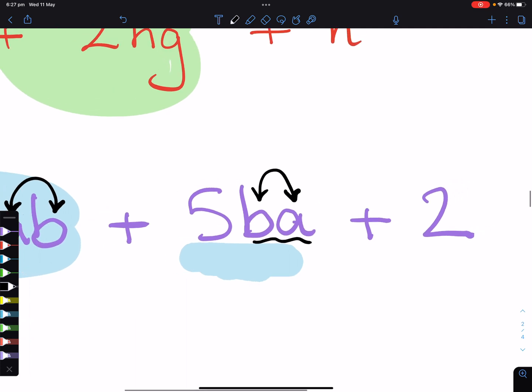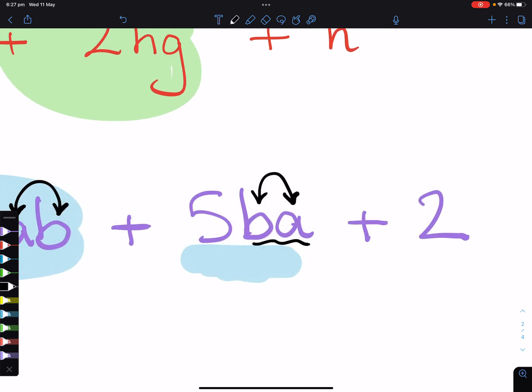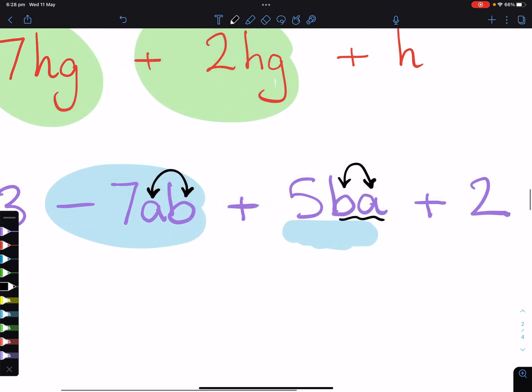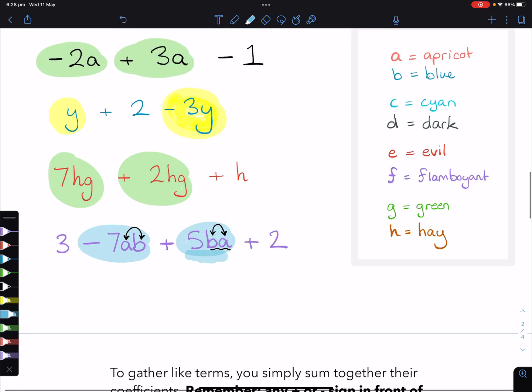It's just one of those things that us teachers will use as a way to sort of trick you on an exam. So just be aware of that. We can swap these letters around and it won't make a difference. They do belong to the same team because they have the same colors. It's the letter combination that matters, not the order of the letters.